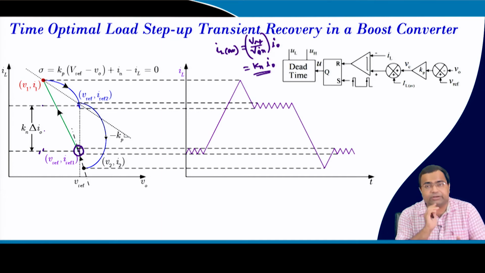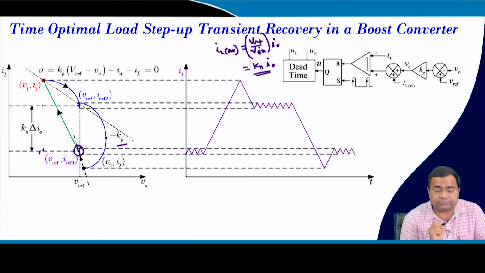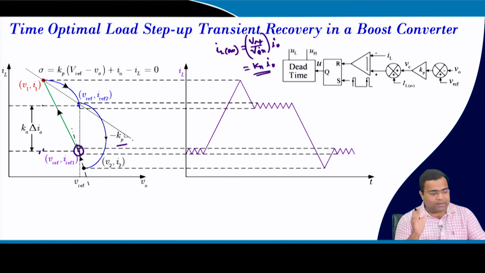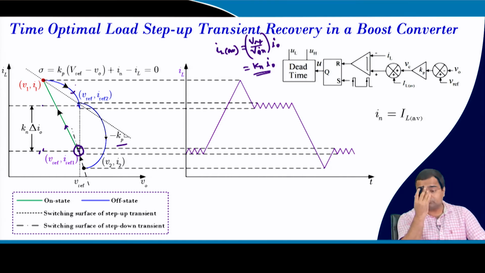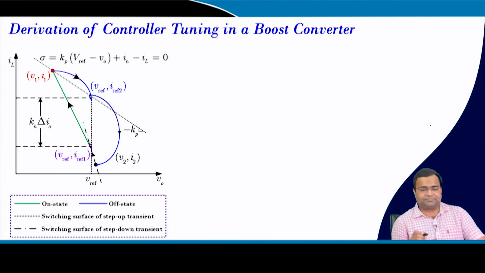And now we need to get the optimal slope, which is minus Kp. That is my problem, my objective. So, this is my on state trajectory, this is my off state trajectory, and you can derive the same thing for the step down also. We have discussed the IN average is a normalized current, the load current, which is nothing but your average inductor current.